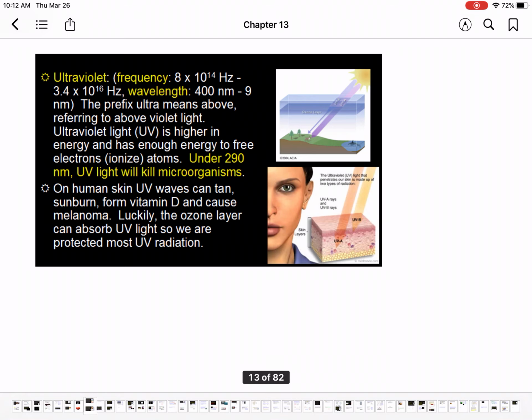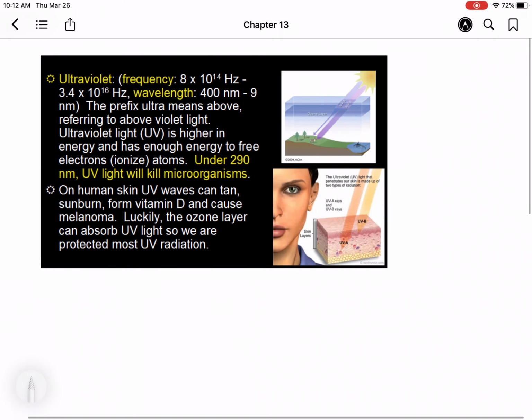But what's important is that the ozone layer, right? The ozone layer absorbs a lot of the UV light, so we're protected from most. If we didn't have the ozone layer at all, you could only go outside for like a couple minutes before you'd start to burn, and that would be even in like the winter, right? The sun would be pretty bad.